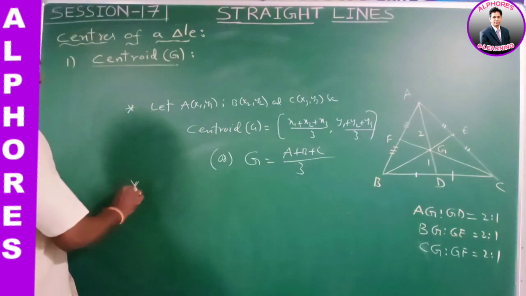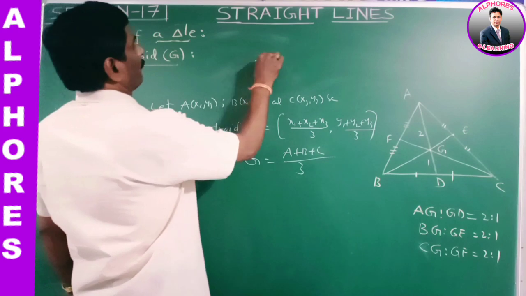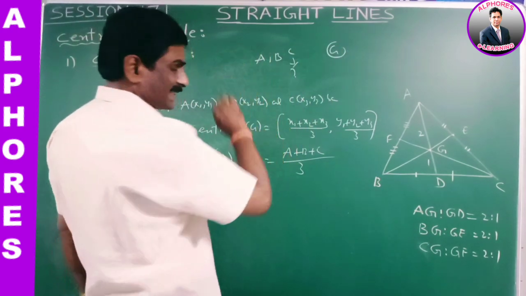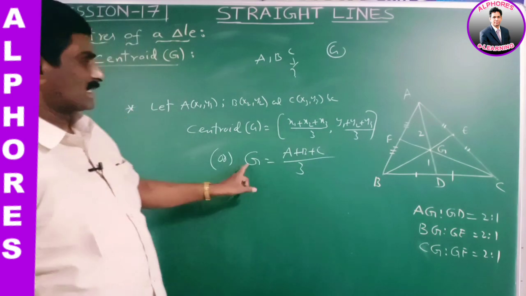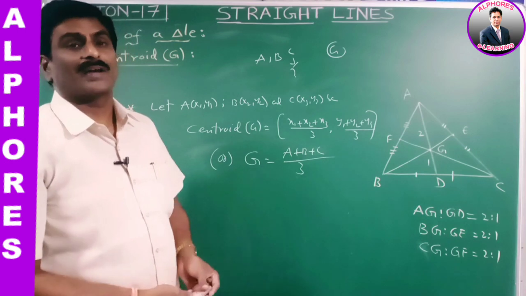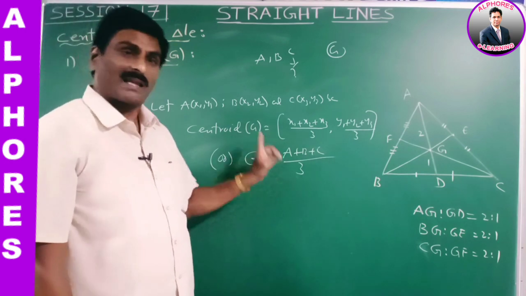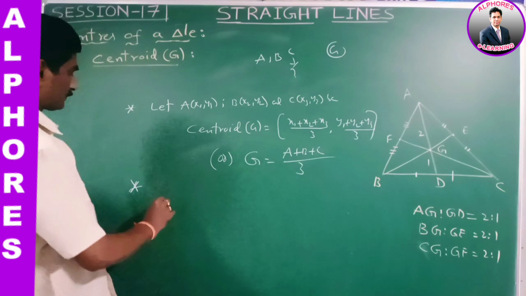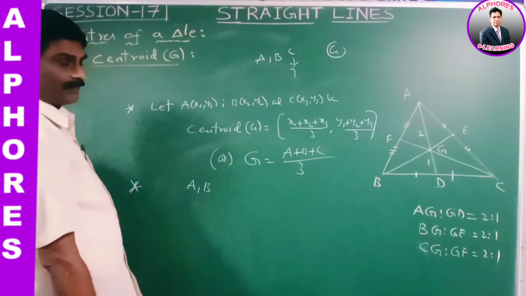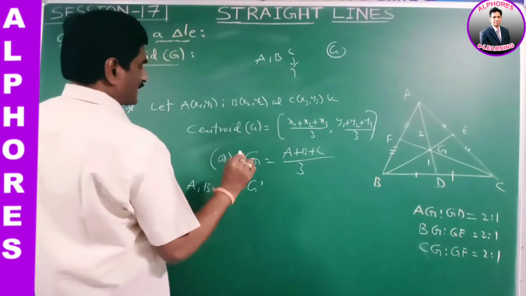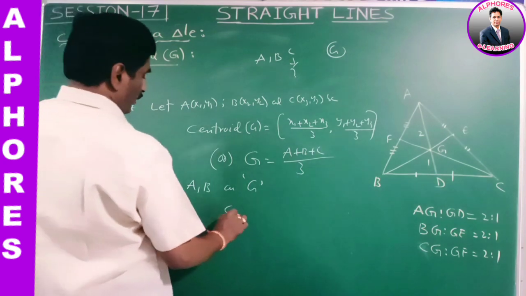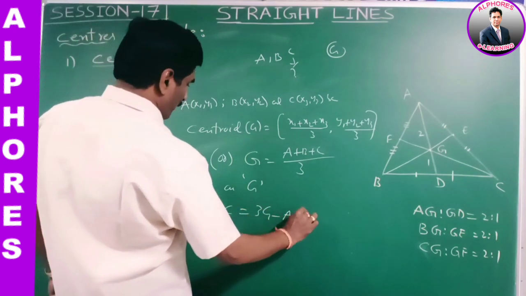Suppose the two vertices A, B are given and the centroid is given. To find the third vertex C, what is the formula? Here G is equal to (A plus B plus C) by 3. 3G is equal to A plus B plus C. That means what is the value of C? C is equal to 3G minus A minus B. Please note that point. If A, B are two vertices and G is the centroid of triangle ABC, then the third vertex C is equal to 3G minus A minus B.